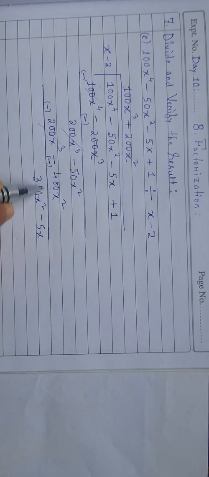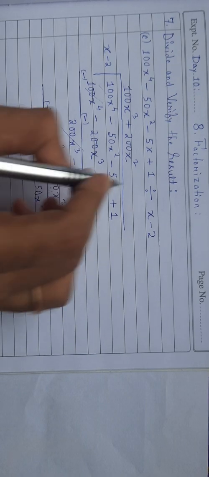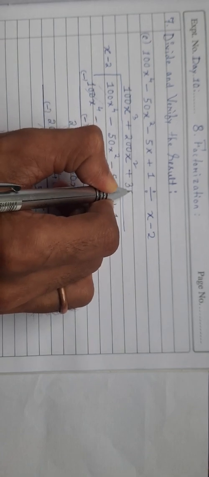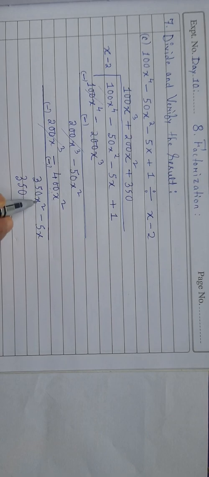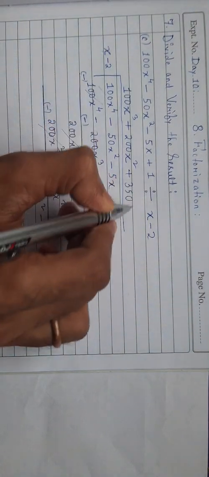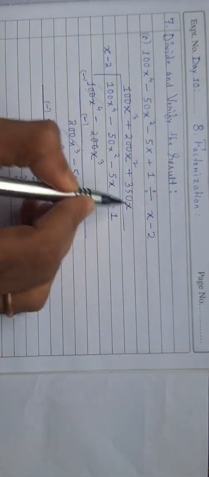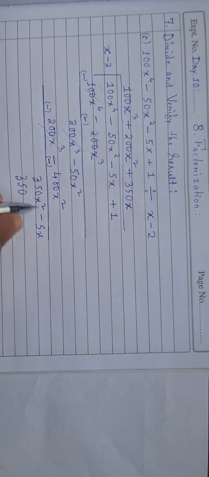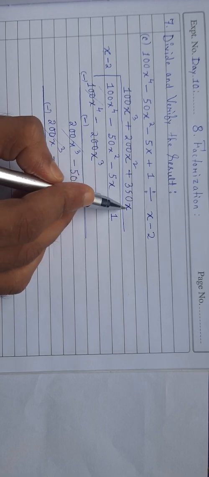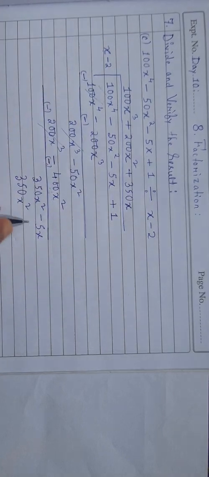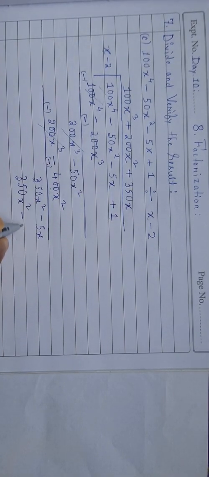Now here we'll find that 350x square is the highest power variable term. So now we'll try to cancel this 350x square. So plus 350. Now here it is x square and here it is x. So that means I'll multiply with x. So x into x is x square. And then 350x into minus 2 is minus 700x.